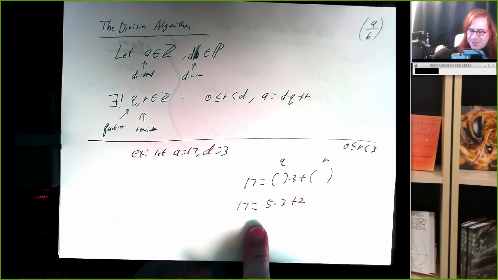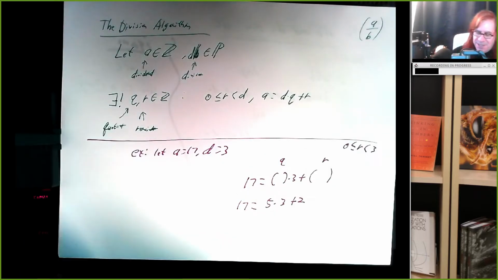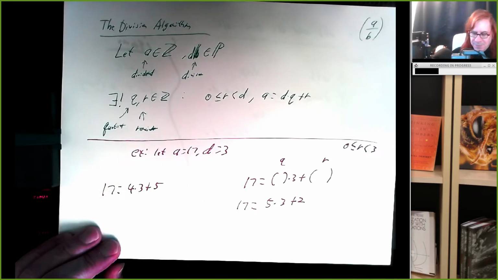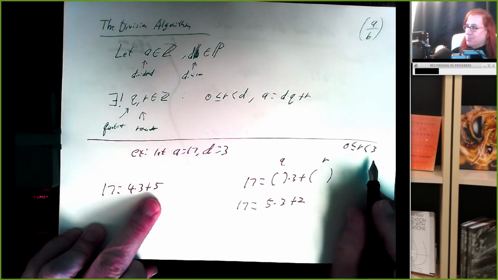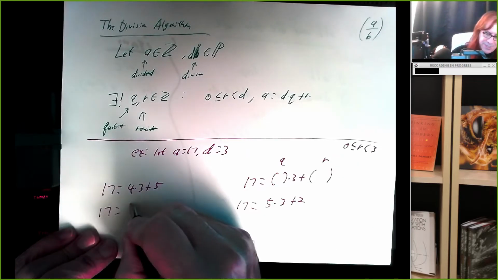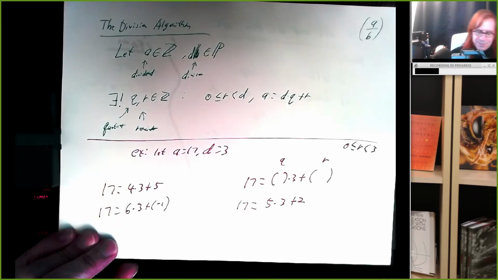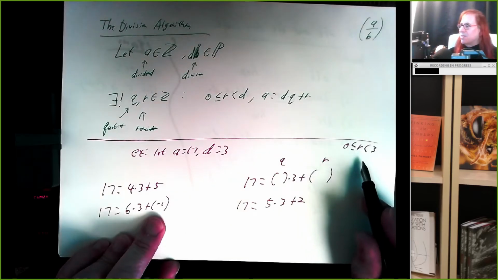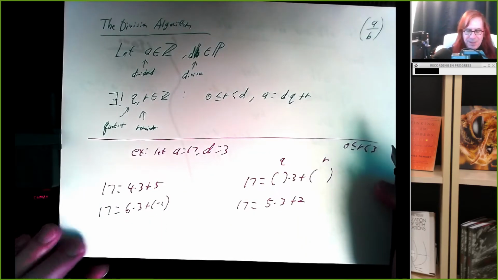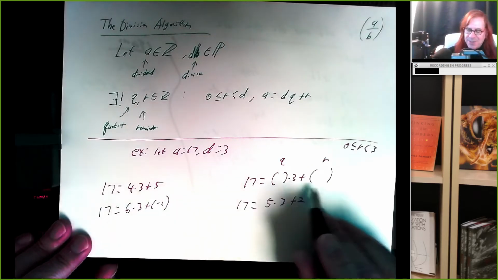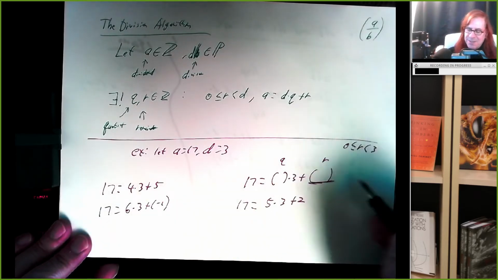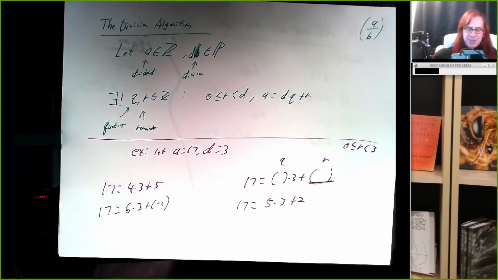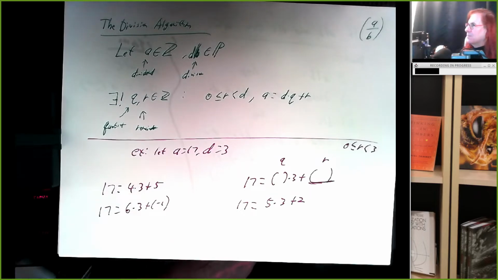Now I can write 17 in this form a number of ways. I could write 17 equals 4 times 3 plus 5. But in this case my R, 5, would be too big. I could write 17 equals 6 times 3 plus negative 1. And that's true, but in this case, my R would be too small. It's not bigger than or equal to 0. But there is a way to write 17 as something times 3 plus something where this is bigger than or equal to 0 and less than 3. And there's exactly one way to do that. That's what the division algorithm says.